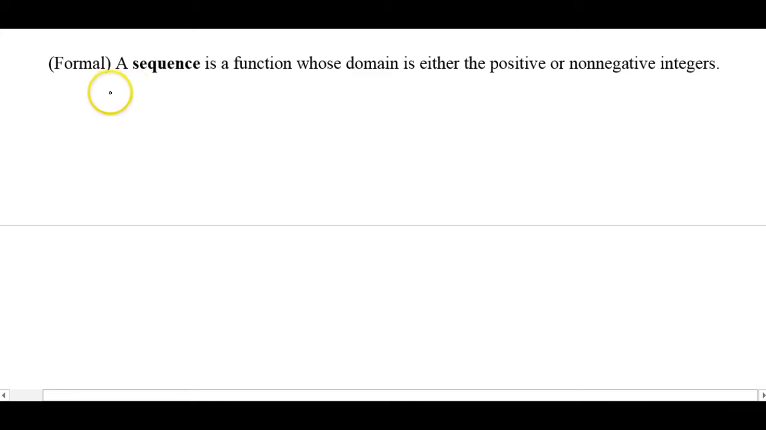Now let's take a look at the formal definition of a sequence. A sequence is really a function whose domain is either the positive or non-negative integers. Let's think about the sequence that we just took a look at. We had A sub n equals 2, 4, 6, 8, dot, dot, dot. And then I'll include the general term in the sequence, 2n, and it does go on and on forever. So the general term was given by A sub n, which was 2n.